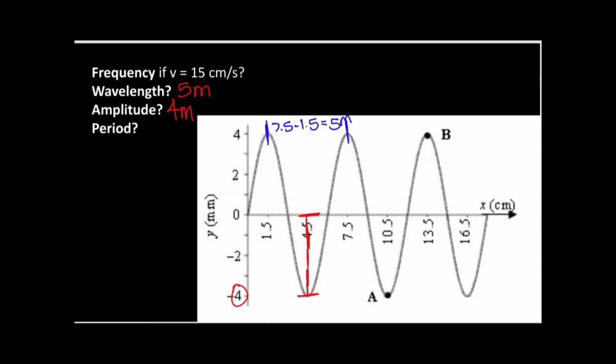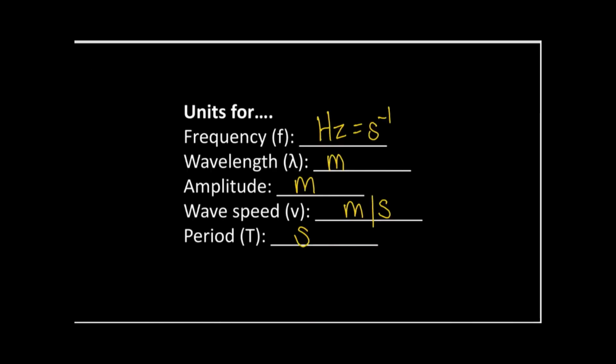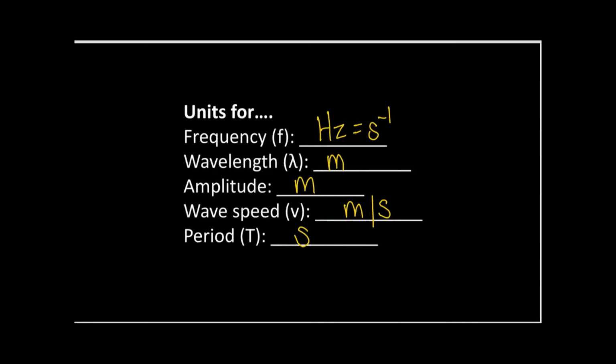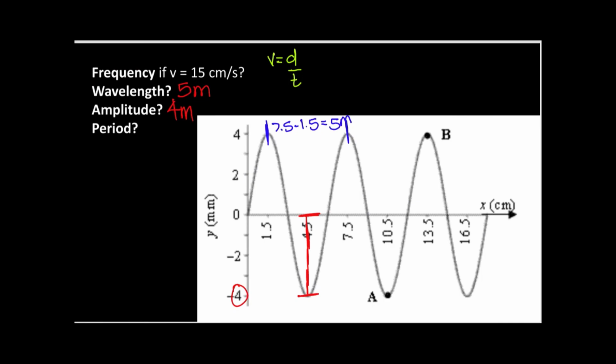And so our frequency, we get a different pen. Sorry, velocity is D over T. Let me get these formulas because I don't have them memorized. We have frequency is 1 over time, and then we have wavelength is V over F. So I think that's probably going to be our best formula for now. And then the period, we'll have to use the other one.